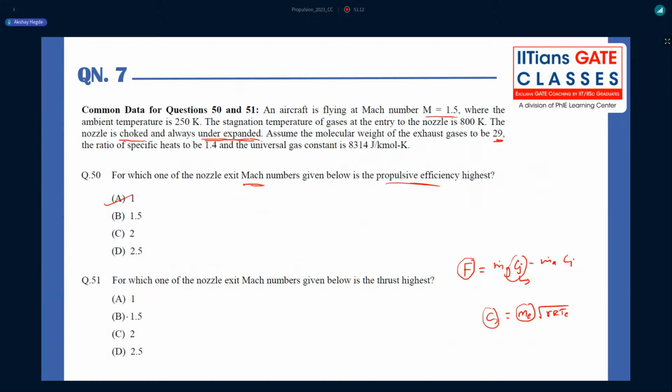So out of these options, and I know it is always under expanded, not optimally expanded, which one is going to give you the maximum thrust? Assume none of these are optimally expanded, because it is given that it is always under expanded. 2.5, right? Whichever Mach number is higher is going to give me a higher value of Cj. So only this one will give me the maximum thrust. So this is a kind of qualitative approach. We can't really get the number here.